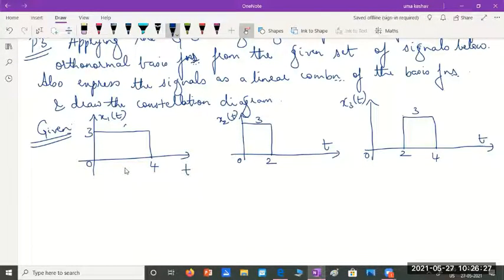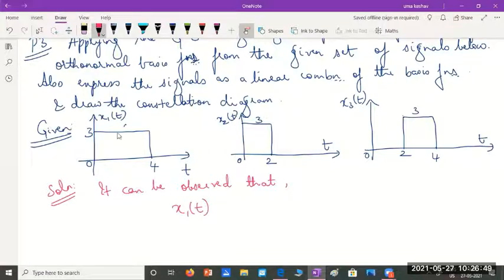Or one simple solution, you say. It can be observed that what? Please be attentive and answer something. Looking at x1, x2 and x3, can't you clearly see x1 can be obtained as x2 plus x3? Yes or no?